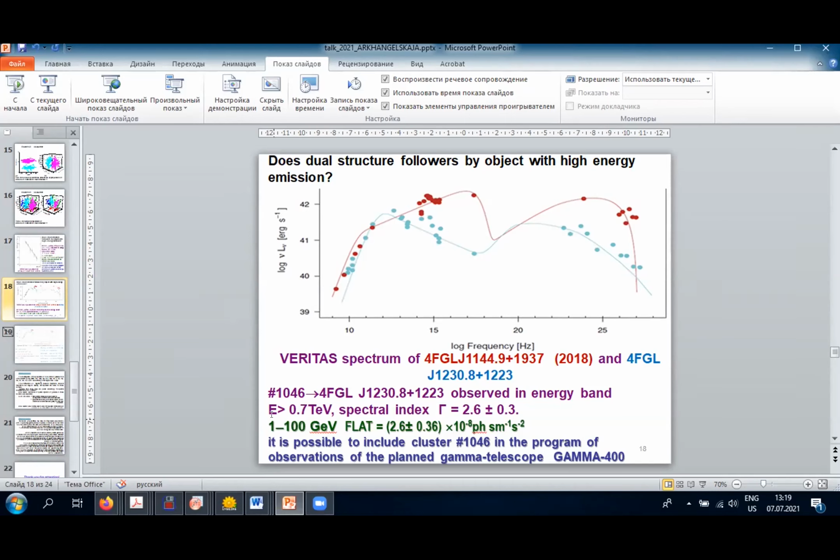So, and estimation of flux in the energy band from 1 to 100 GeV makes it possible to include this object in the observation program of the orbital gamma telescope Gamma-400, for example.